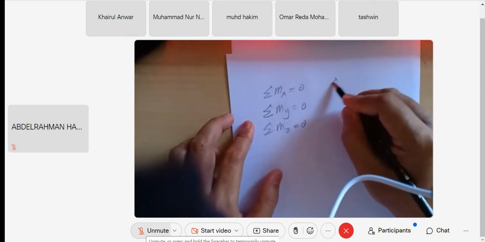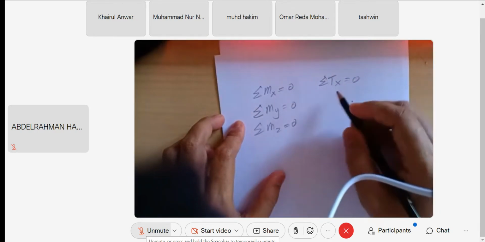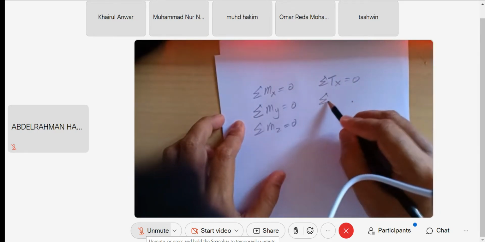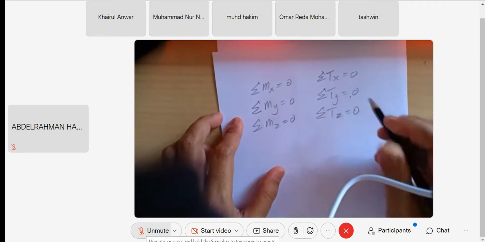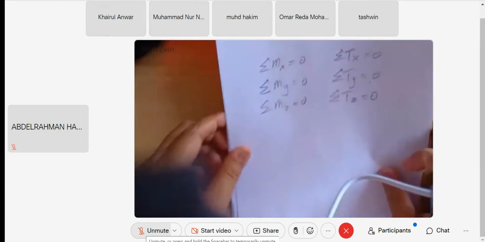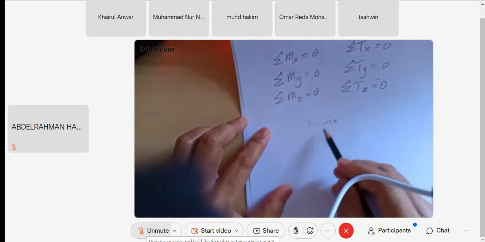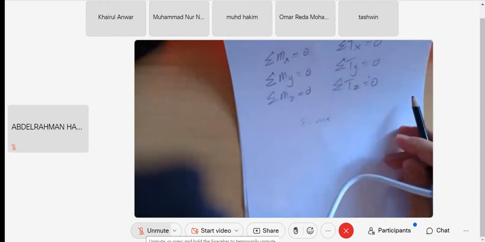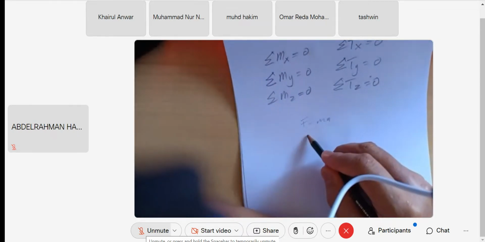And also the summation of torque. Do not confuse, sometimes we call it torque, it depends on the situation. Summation of torque Y equal to 0, summation of torque Z must be 0. That's what we call equilibrium. This is static equilibrium. For dynamic, you know F equal to MA. Sometimes we focus more on static equilibrium, but it also applies when you involve dynamics, like summation of F equal to mass times acceleration.